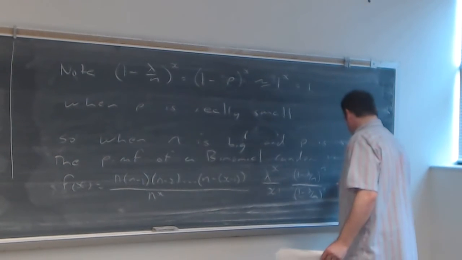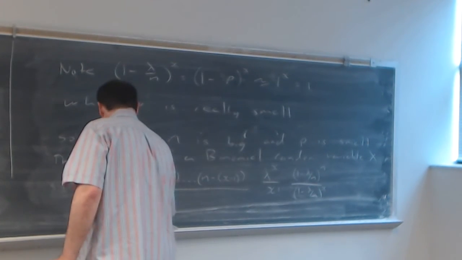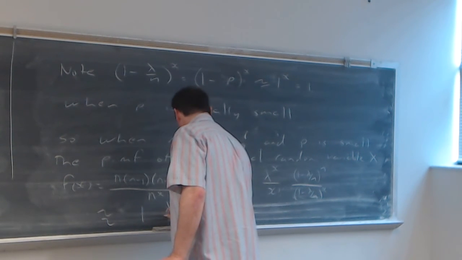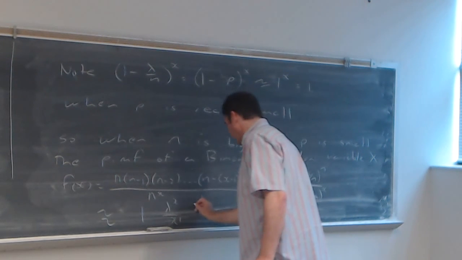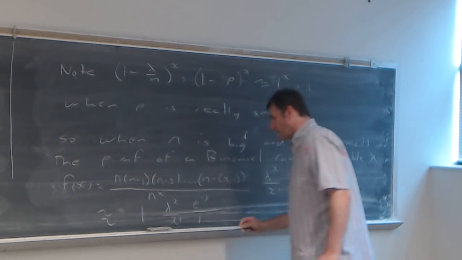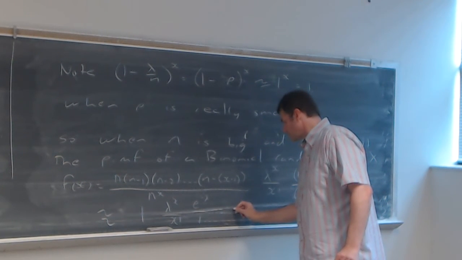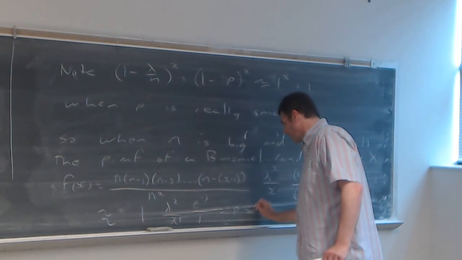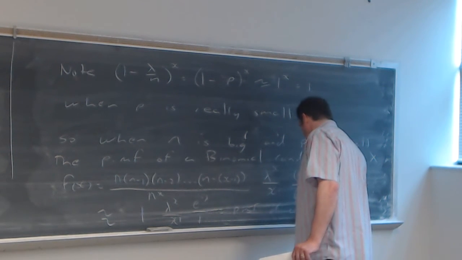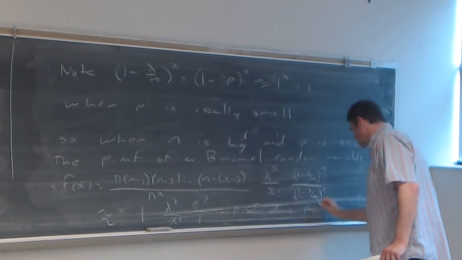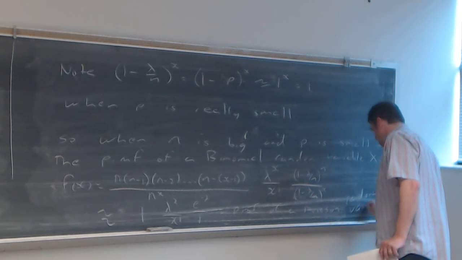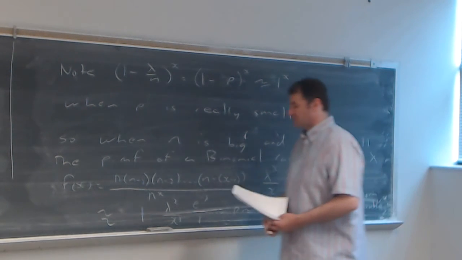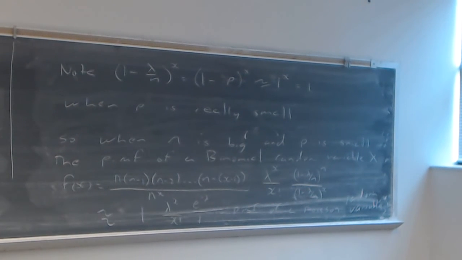That is approximately, this part we said was 1. Here, this is lambda to the x over x factorial. You leave that alone. This part was e to the minus lambda, and this part was 1, which equals the PMF of a Poisson random variable. So that's the sketch of the proof of the comment I made.